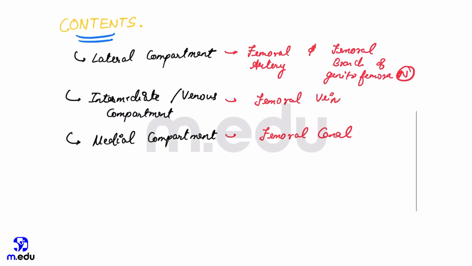So the contents of the femoral sheath. It has three compartments: a lateral compartment, an intermediate compartment and a medial compartment. Lateral compartment contains femoral artery and femoral branch of genitofemoral nerve. Intermediate or venous compartment contains femoral vein, and the medial compartment is also known as the femoral canal.